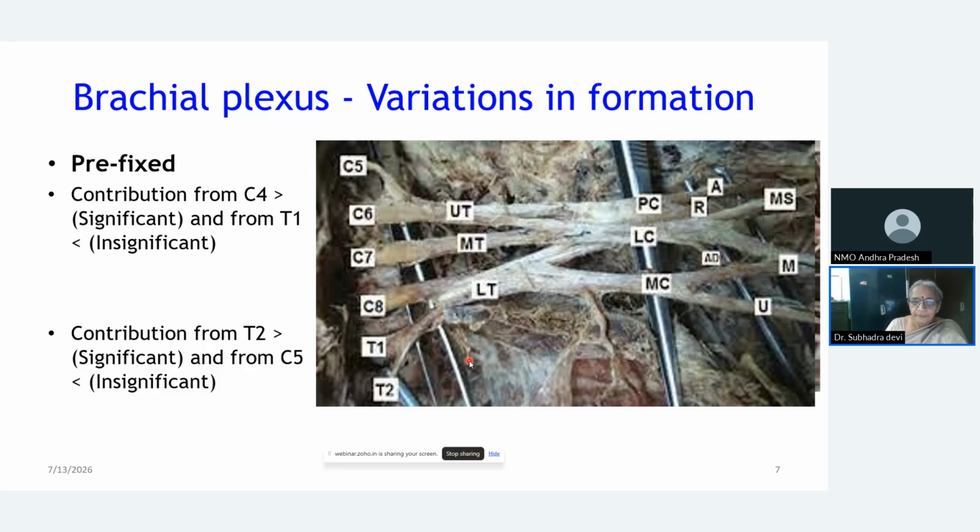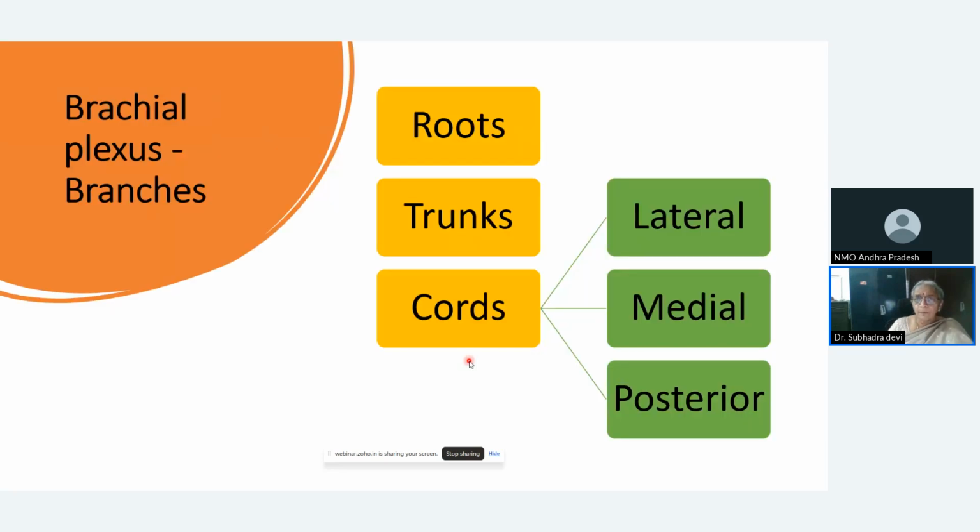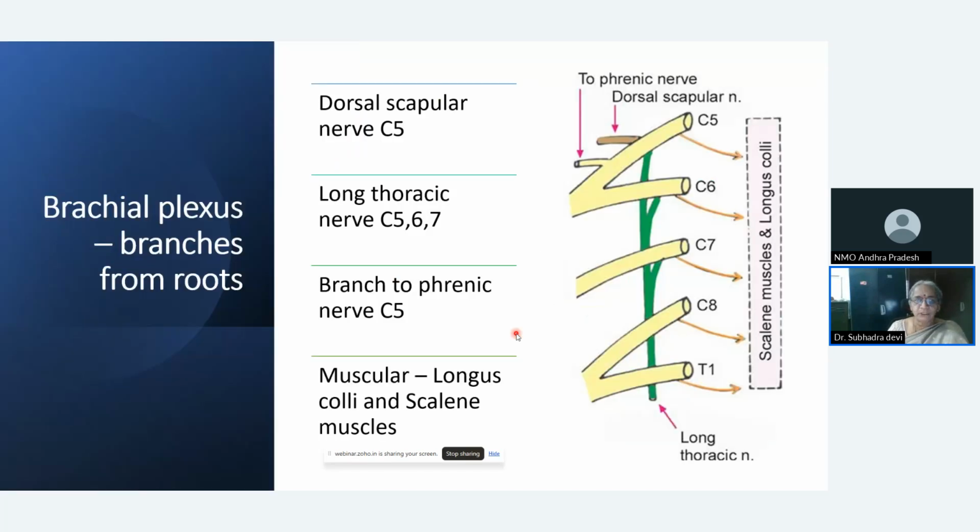Then what about the branches from the brachial plexus? There are branches from the roots, trunks and cords, and regarding the trunks, only the upper trunk gives branches. The important branches in relation to the roots, which have applied importance, are the dorsal scapular nerve and the long thoracic nerve.